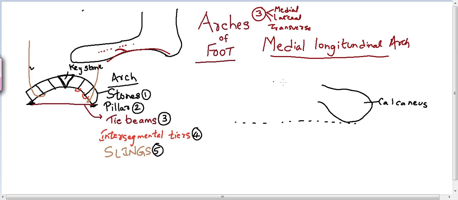Sitting on the calcaneus above, there is one bone. It's called the talus. So this bone means talus. It is sitting on the calcaneus. Just in front of the talus we have a boat shaped bone. This boat shaped bone is called the navicular.